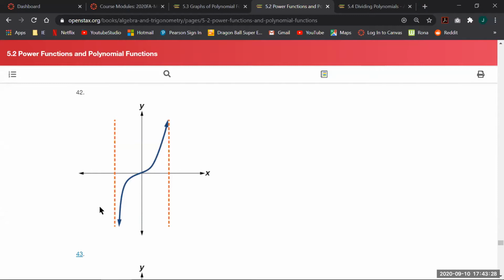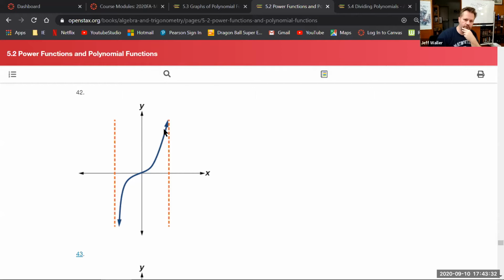No. Because as x gets really big, will this one make it? All right, let me be careful. I said, will this one make it to infinity? Yes. Right there, it's going to make it there. Even though it can't use any of those x's, it's going to make it to infinity there.